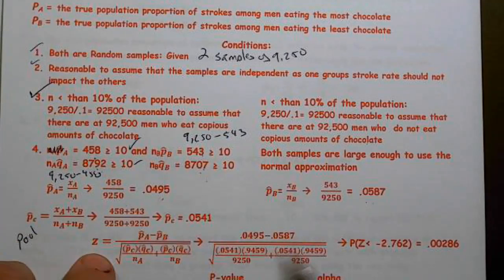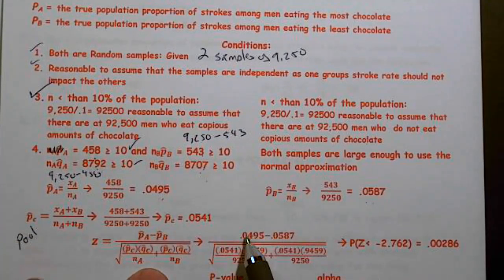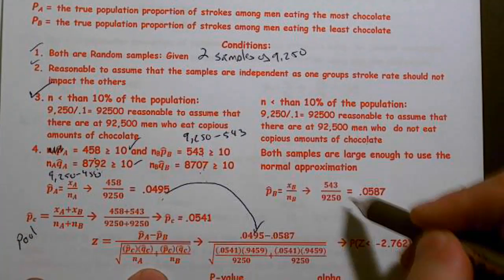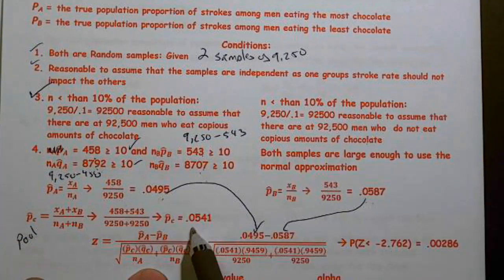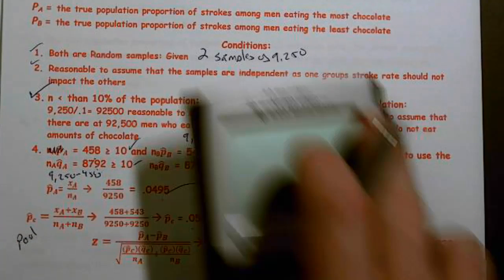Then I needed to show my work, which is p hat 1 minus p hat 2. So the 0.04 minus the 0.0587, those coming from here and here. And then our combined proportion is in the denominator over our sample sizes. And it just happened that our sample sizes are exactly the same. So then I need to go run the test.